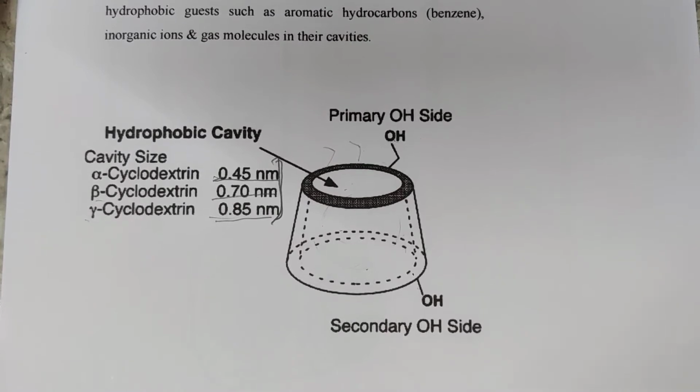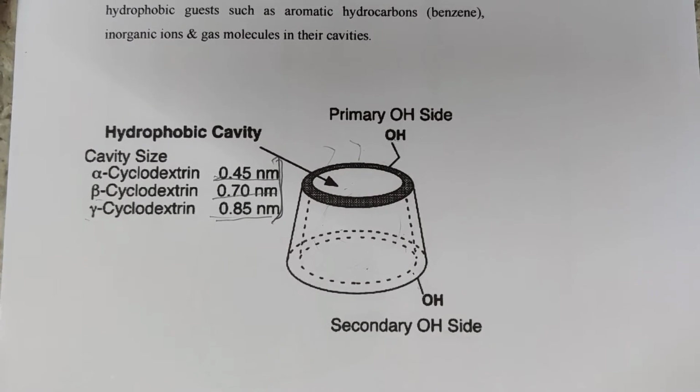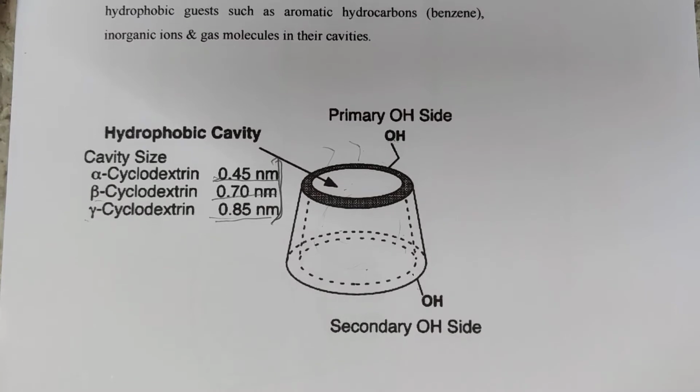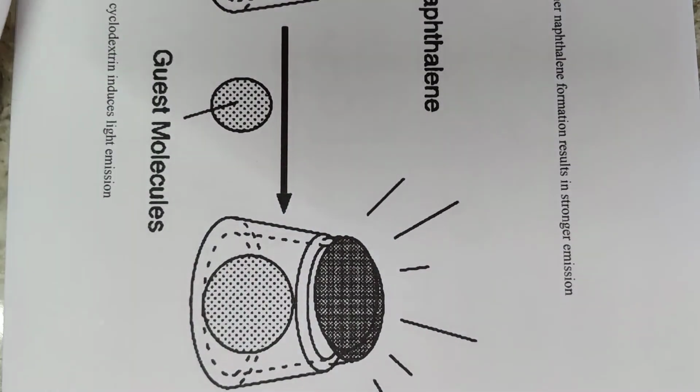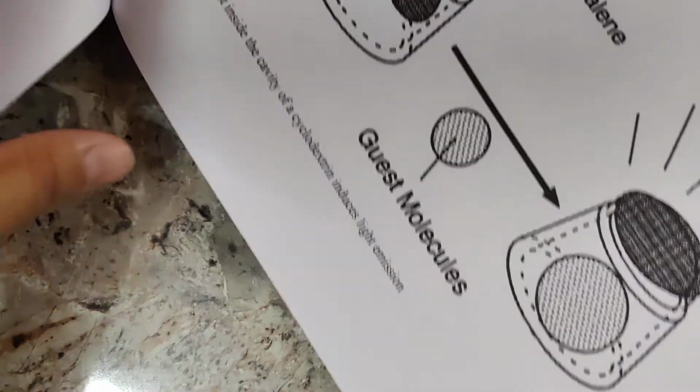We know that we get a cavity, we get a bucket kind of structure. It has hydrophobic and hydrophilic inlets, but the cavity is hydrophobic. So what are the uses of these? So we'll see that if we look at this.